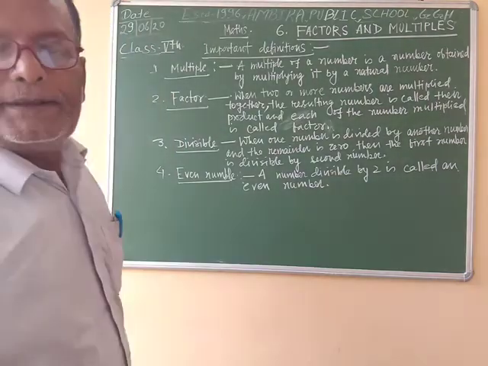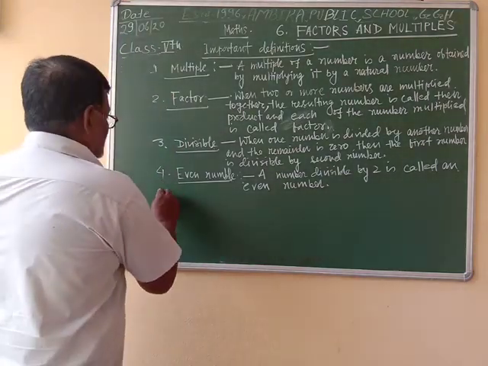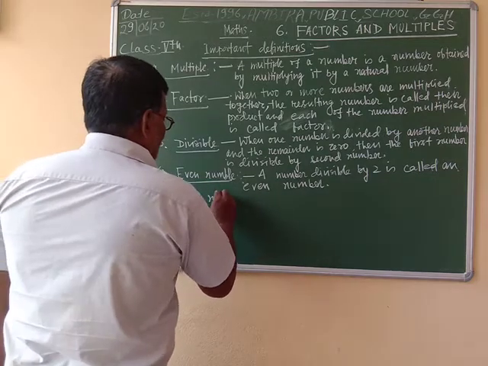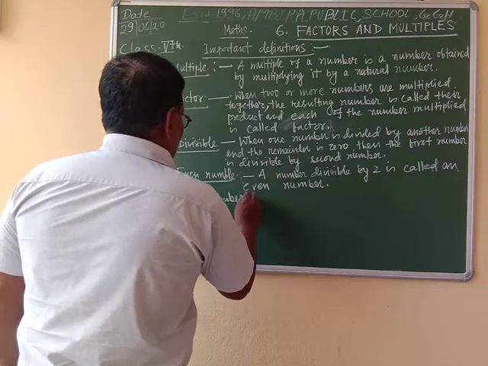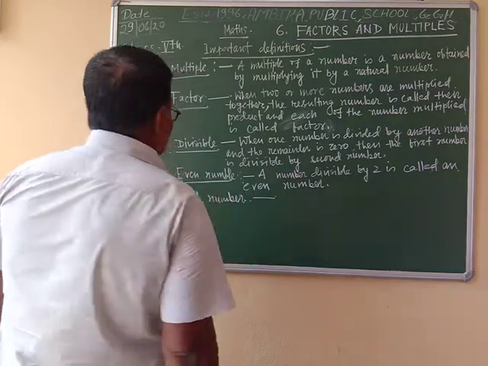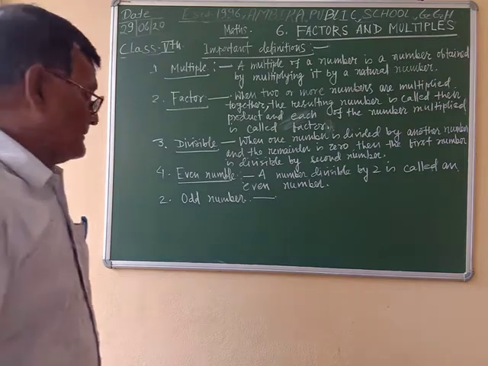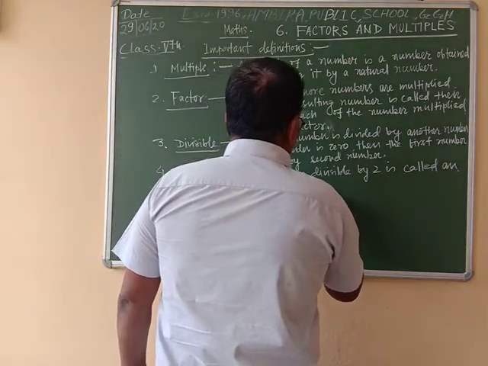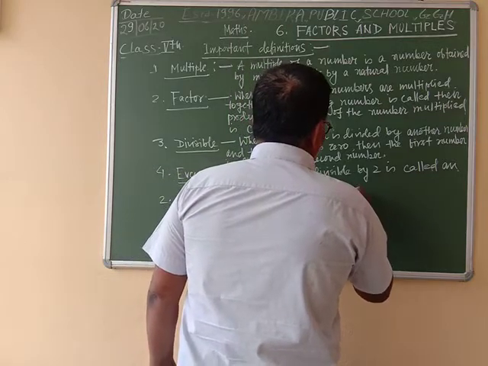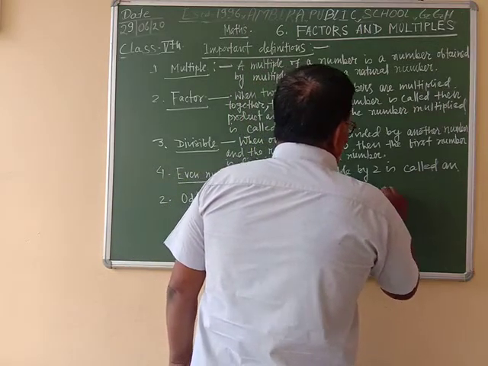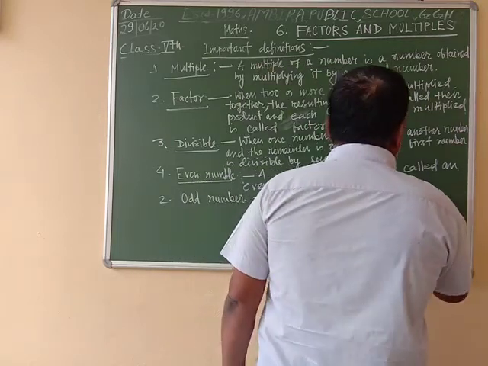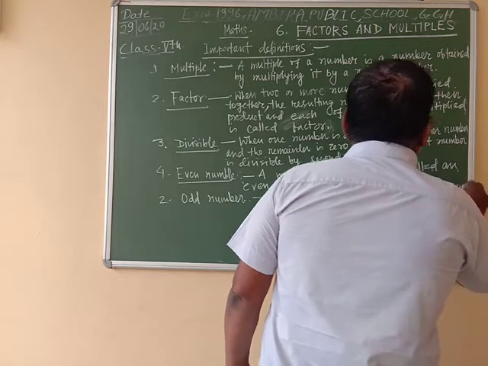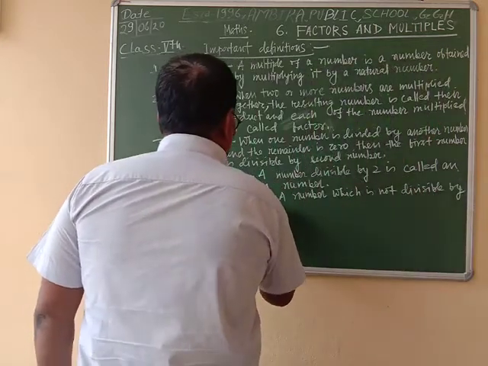And odd number: a number which is not divisible by 2. Odd number, विषम संख्या. A number which is not divisible by 2 is called an odd number.